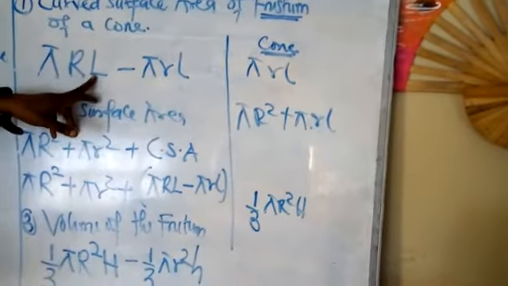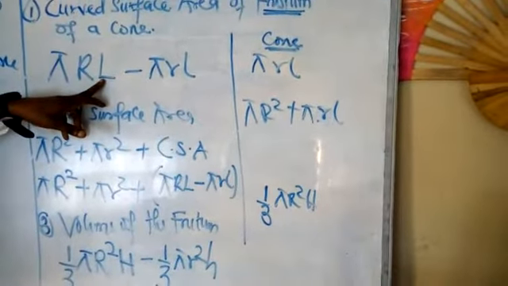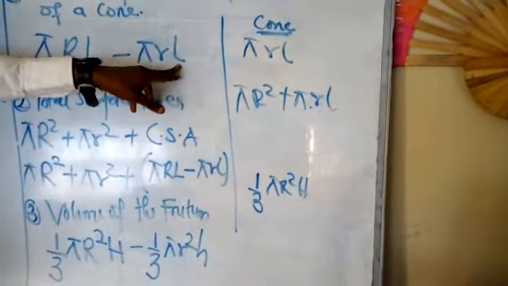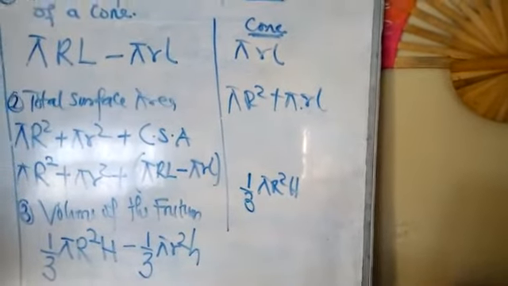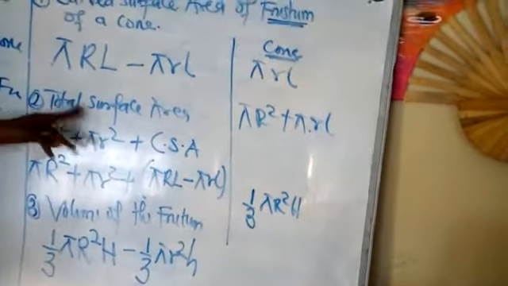Where L is the slant height. Okay, slant height. The smaller one is the small slant height, and this one is the bigger slant height. Alright? So now number 2, we have the total surface area.